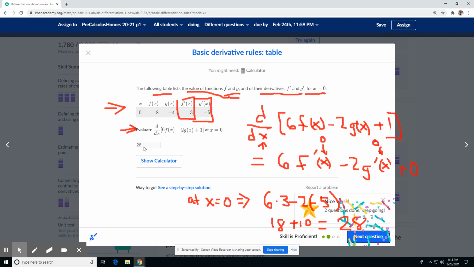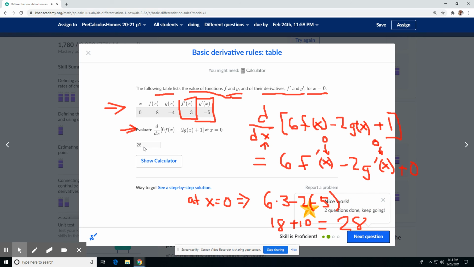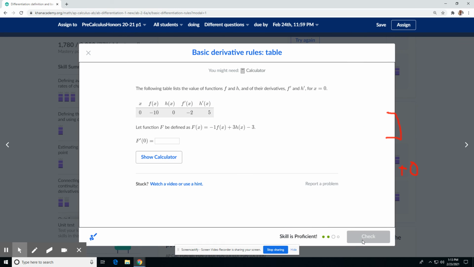28. All right. So that's the technique here, is you don't want to plug these in until you've done the derivative so that you can keep the respect to x going through. See if the next one's any different. And looks to be the same kind of problem.